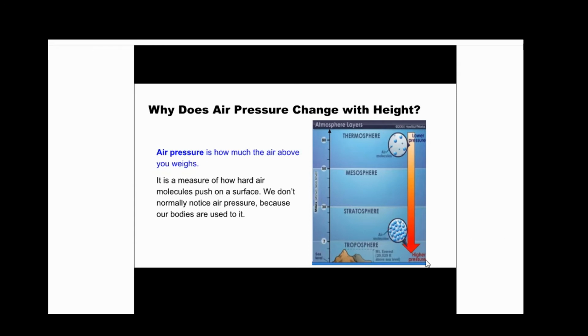So in general, air pressure is going to be lower the further away from Earth you get. Normally, we're not going to notice these small changes in air pressure in each layer because our bodies are used to it. Air pressure is kind of normalized for us.